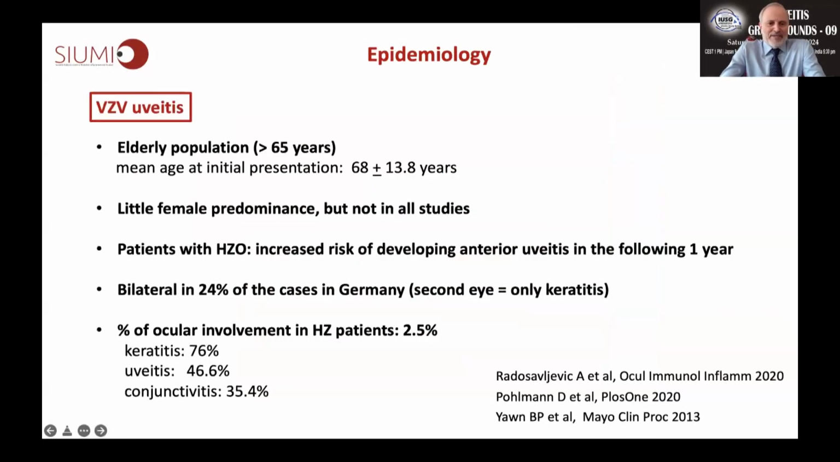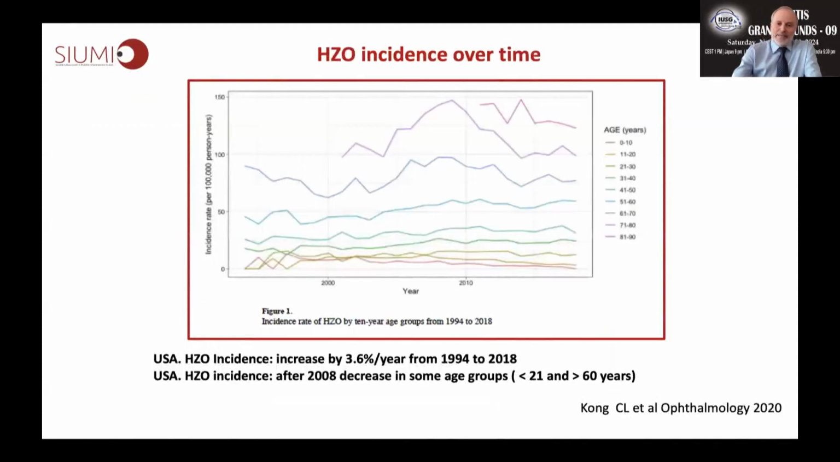So what about VZV? VZV usually affects the elderly population. The mean age at presentation is around 70. There is a little female predominance, but not in all studies. And it may be bilateral. In this paper from Germany, in 24% of the cases the second eye is affected by keratitis only and not uveitis.